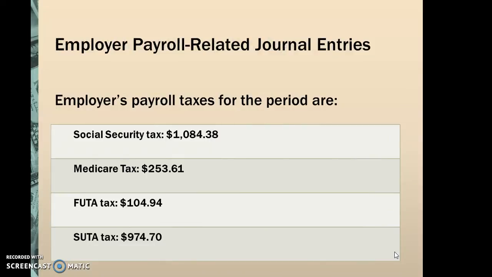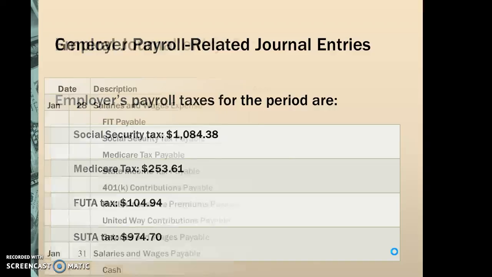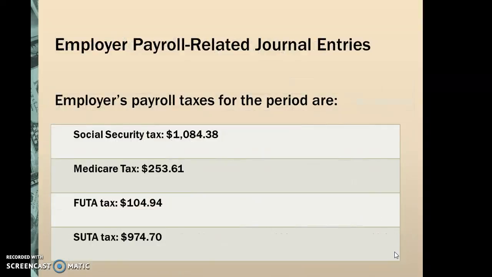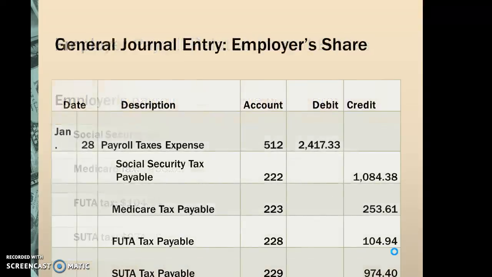Now, the first entry was the employee payroll transactions. The second journal entry that is made is the employer's payroll transactions. So as you recall from previous chapters, Social Security and Medicare tax, whatever the employee pays, the employer pays the exact same amount, along with some extra unemployment taxes. So in this example here, they give us the unemployment taxes.